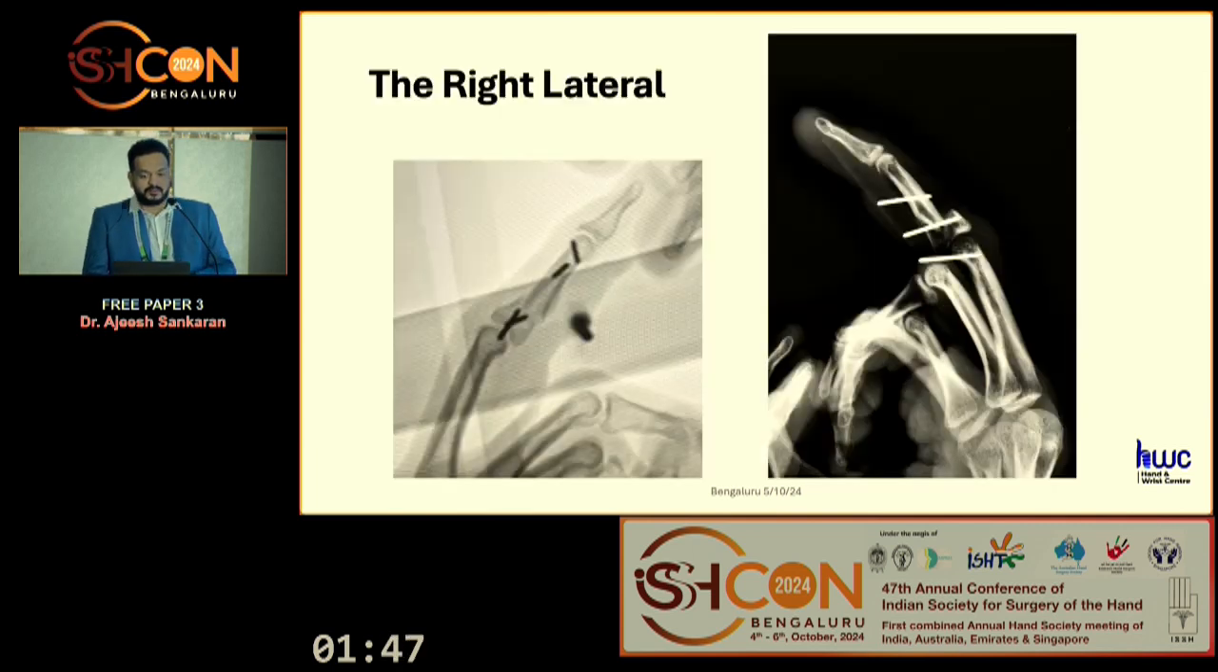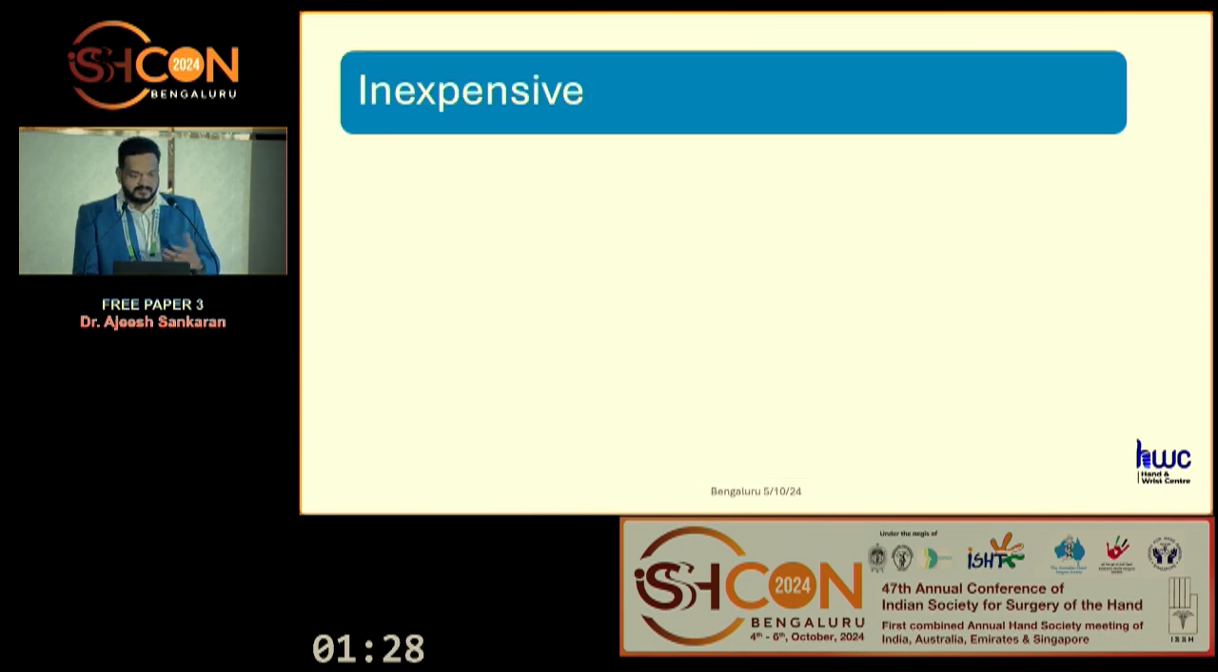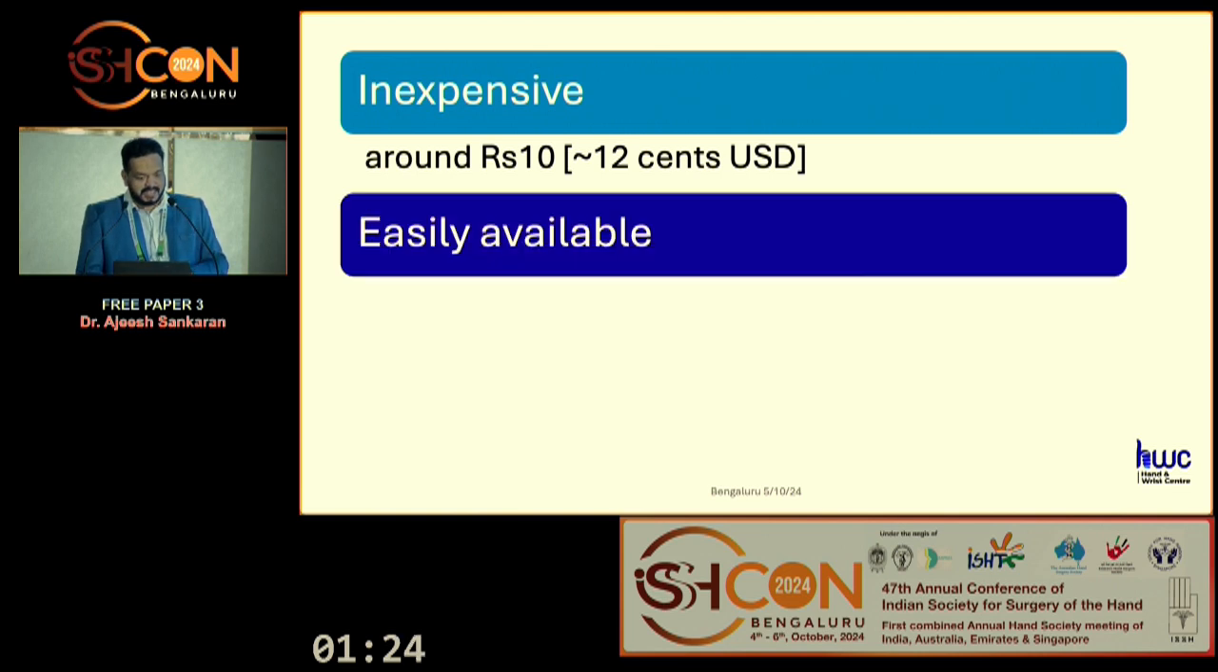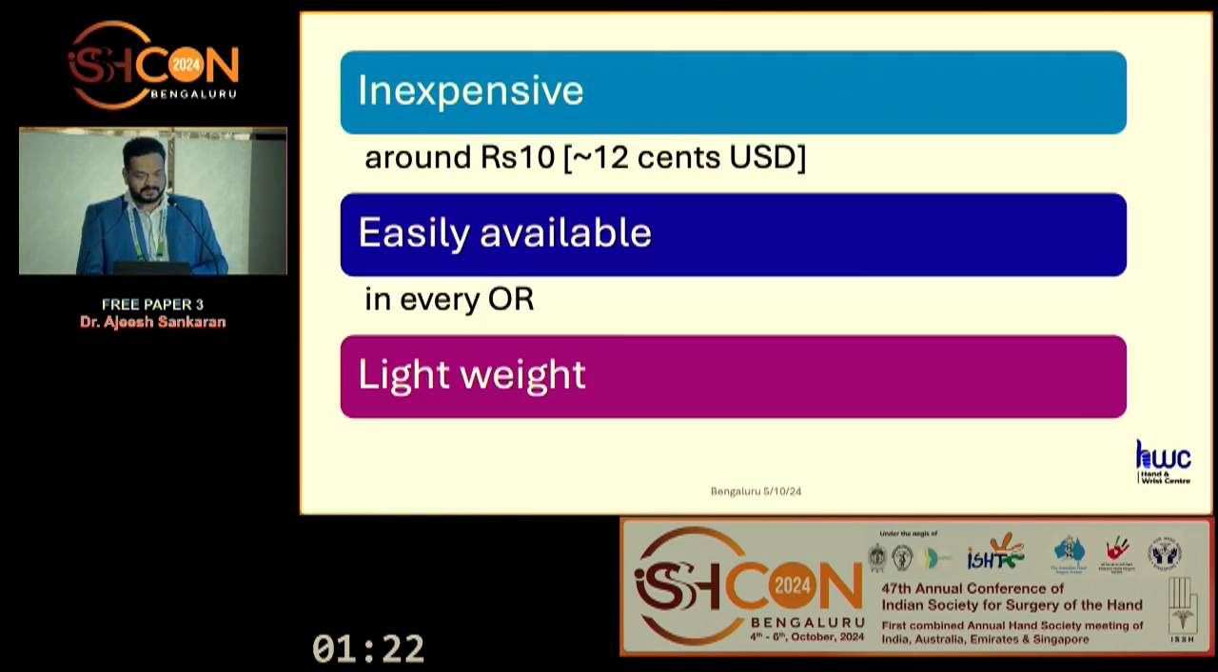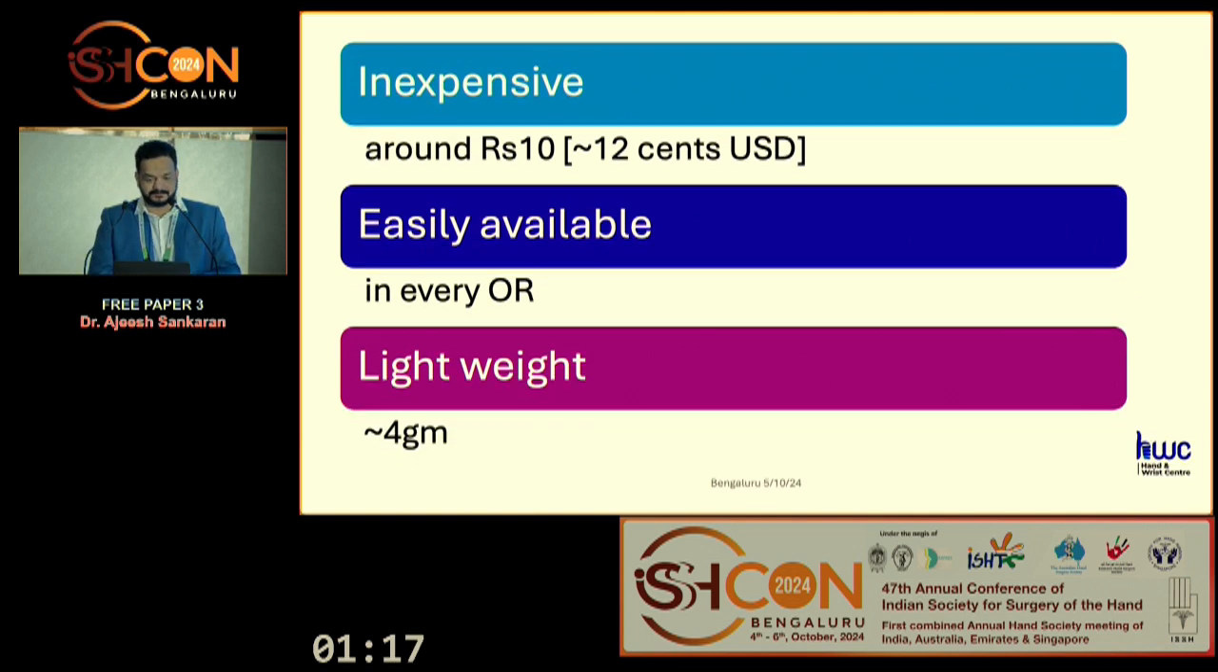And an important aspect of the syringe external fixator would be that it is radiolucent, which means that you can get a proper lateral view without taking it off. Often when you place an external fixator in the finger, to get a proper lateral view, you might actually have to take the metal fixator off, get a view, and then take a decision whether you're going to remove the wires or not. So obviously it's inexpensive. It's billed at around rupees 10, 12 cents dollars, and it's easily available in every OR. And lightweight, when you look at the specifications, it usually comes to about 4 grams.